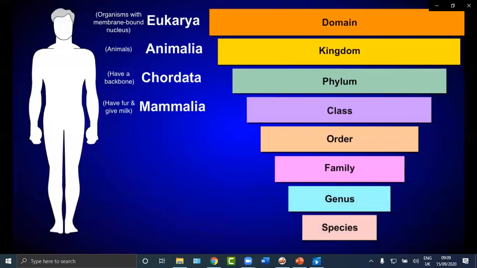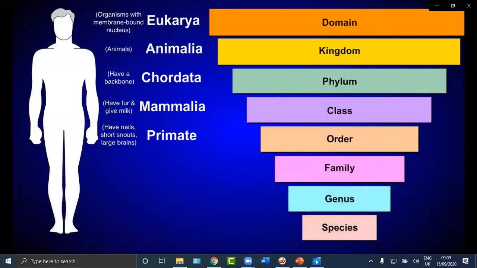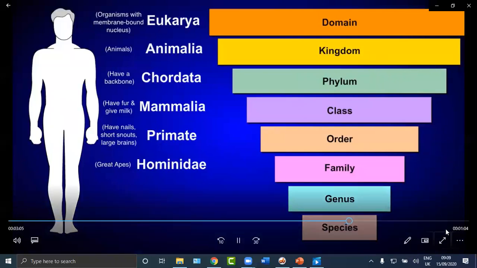Within each class, organisms are grouped into different orders. Humans belong within the order Primates, along with monkeys. Dogs are not included in this order. Within each order, organisms are grouped further into families. Humans belong to the family called Hominidae. The great apes, including chimpanzees, gorillas, and orangutans, are also included in this family, but other monkeys are not.